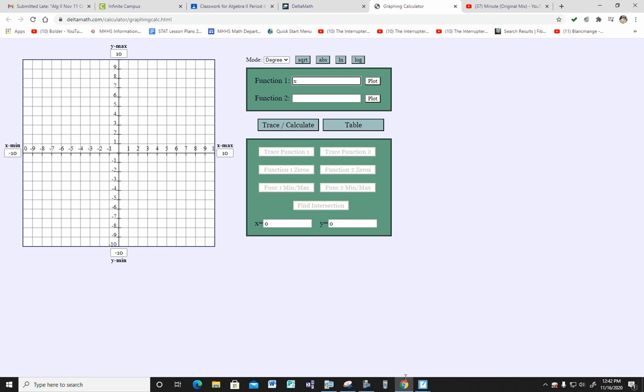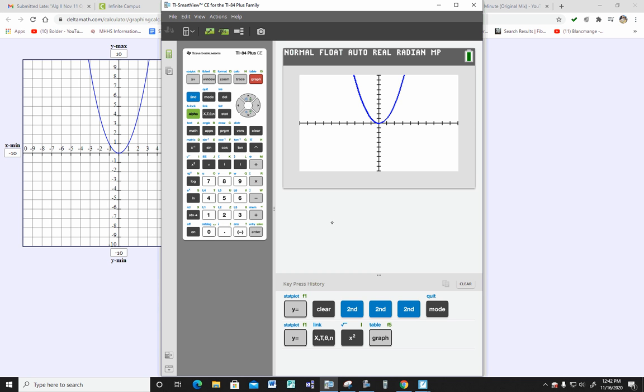And let's see, you're going to have to use the caret symbol, caret, which is that upside down V, 2, plot. There it is. Okay? So whichever one you're using, either the Delta Math or your TI-84. And if you have a Chromebook, TI-84, this should already be on the Chromebook. It should already be there. Okay, so coming back to here.